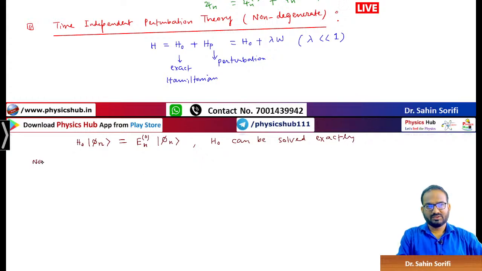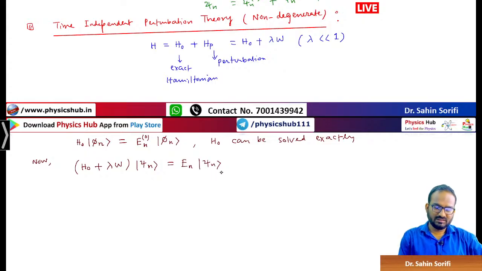Now we take the modified Hamiltonian after the perturbation effect, H0 plus the perturbation. This perturbation is an energy, so we can write it in terms of lambda times W, some constant times W. Lambda is much less than 1. So (H0 plus lambda W) acting on psi n equals En psi n. Phi n is the exact wave function, psi n is the new wave function in the new Hamiltonian. En is the modified energy.